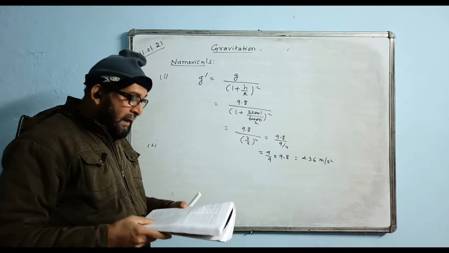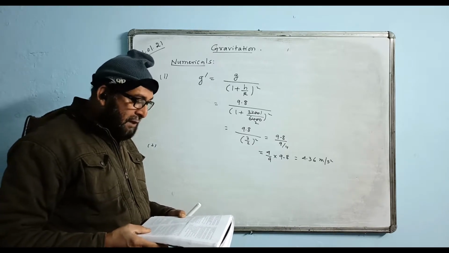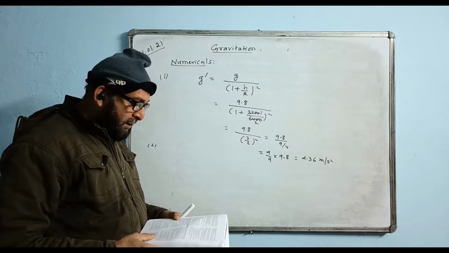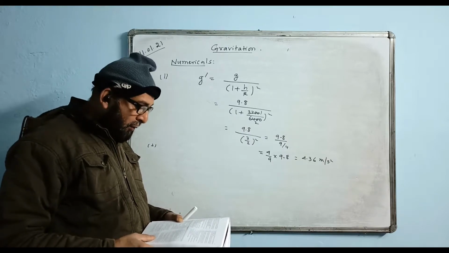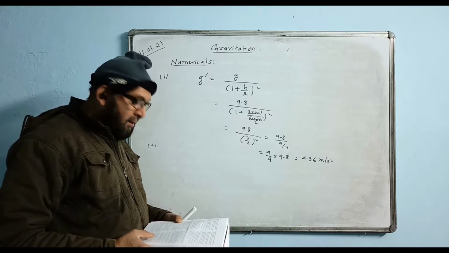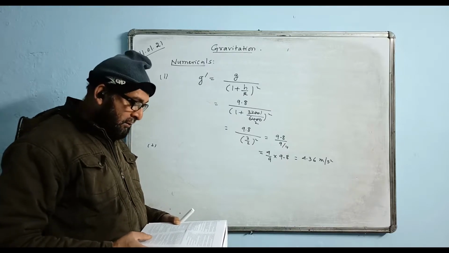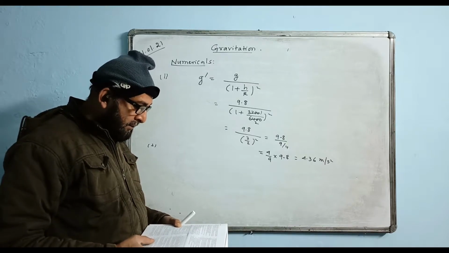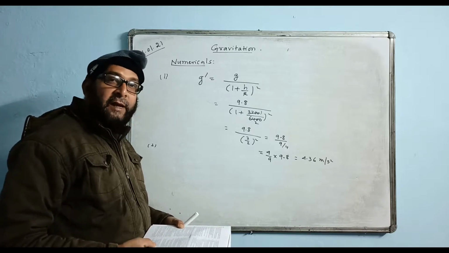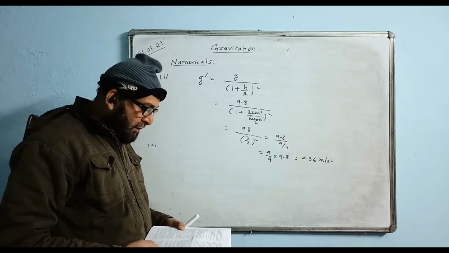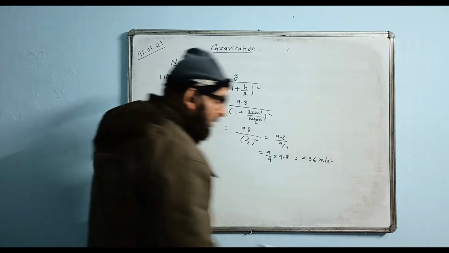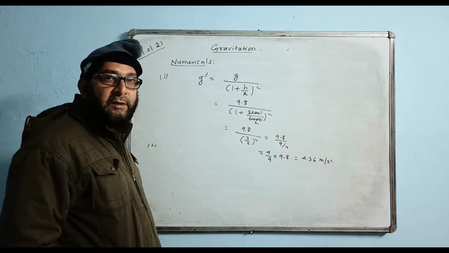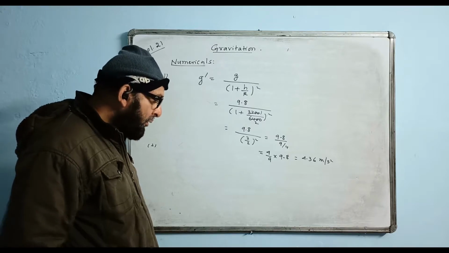Okay. Assuming the Earth to be a sphere of uniform density, calculate the value of acceleration due to gravity halfway towards the center of the earth. The value of g given in the question is 9.8 meter per second square.